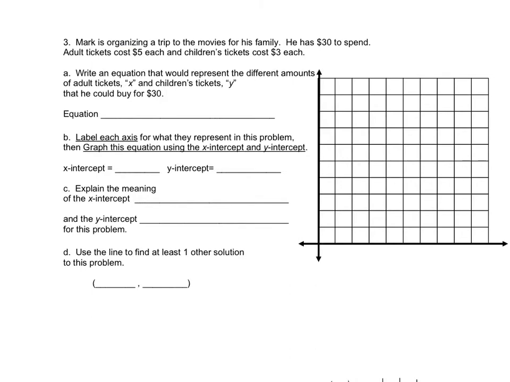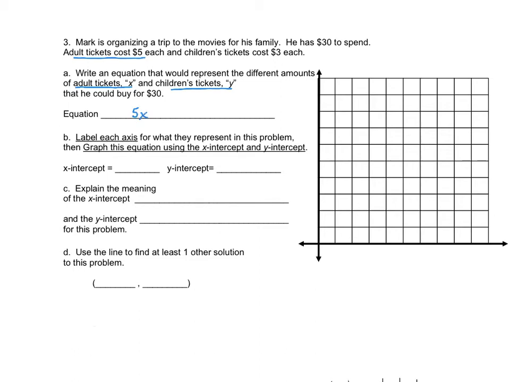On problem 3, okay, this is where it's a little bit different. We have X is the number of adult tickets. Y is the number of child tickets. Adult tickets cost $5 each. That's like a rate because it's the cost per ticket, but that's the cost per ticket only for the adult tickets. So the total cost for the adult tickets only would be 5x.